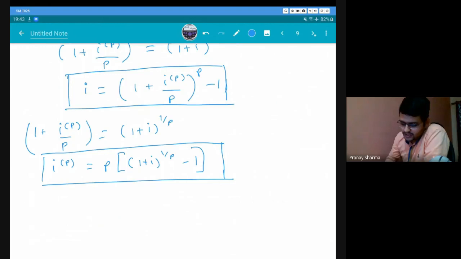This becomes our effective rate of interest. Finding effective rate of interest if nominal is given. Finding nominal rate of interest if effective is given. Again, nominal rate of interest is only used for representation purposes rather than calculation purposes. We will be using I(p) by p whenever we have a calculation to find.